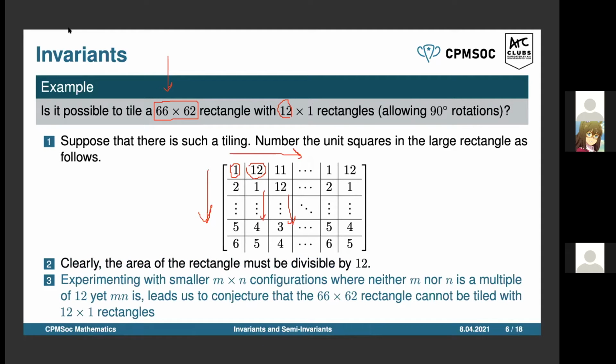Okay. From earlier we did some experimenting with smaller m by n rectangles. We tested where mn is a multiple of 12, but neither m nor n is a multiple of 12. That's the interesting case we need to investigate, and that's what led us to conjecture you can't tile this 66 by 62 with 12 by 1s. Okay, you can go to the next.